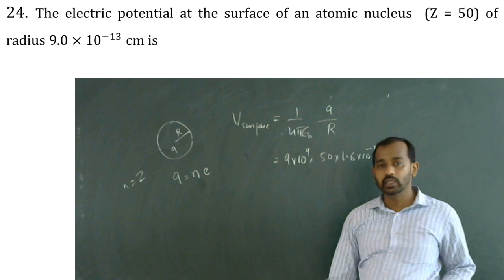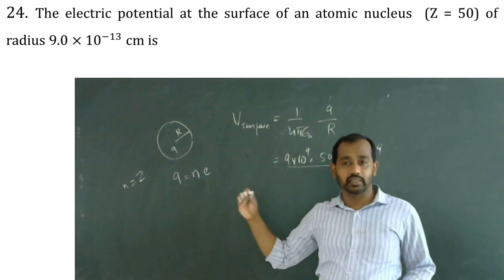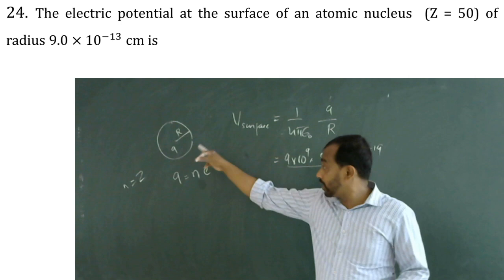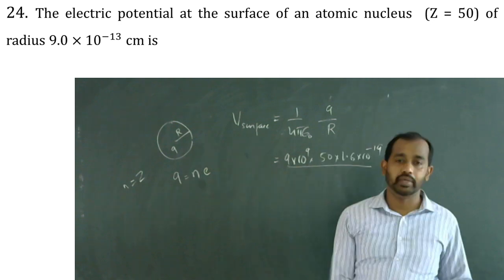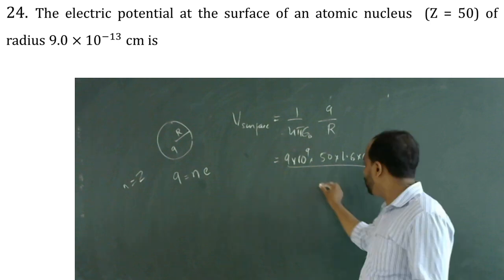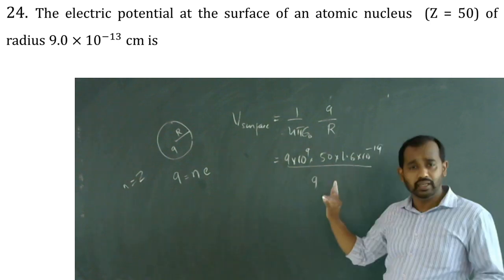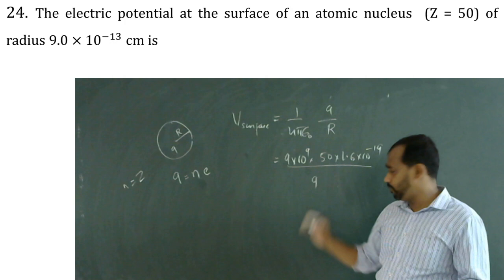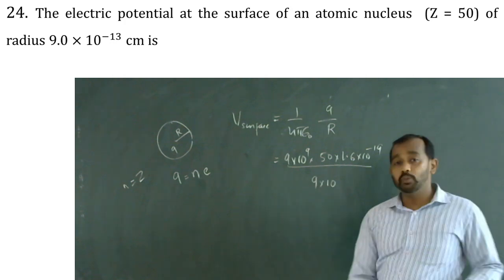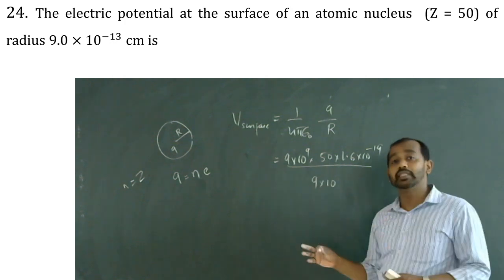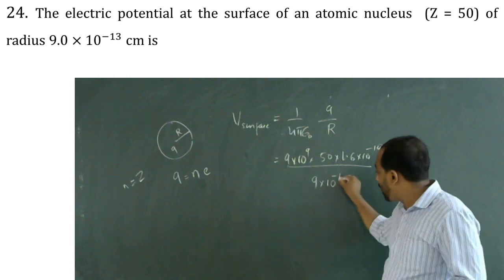Divided by the distance or the radius, which is given in centimeter. We have to convert that into the SI unit, which is meter. So I will write just 9, I will not write 9.0. 9 into 10 raised to minus 13 centimeter, or 10 raised to minus 15 meters.